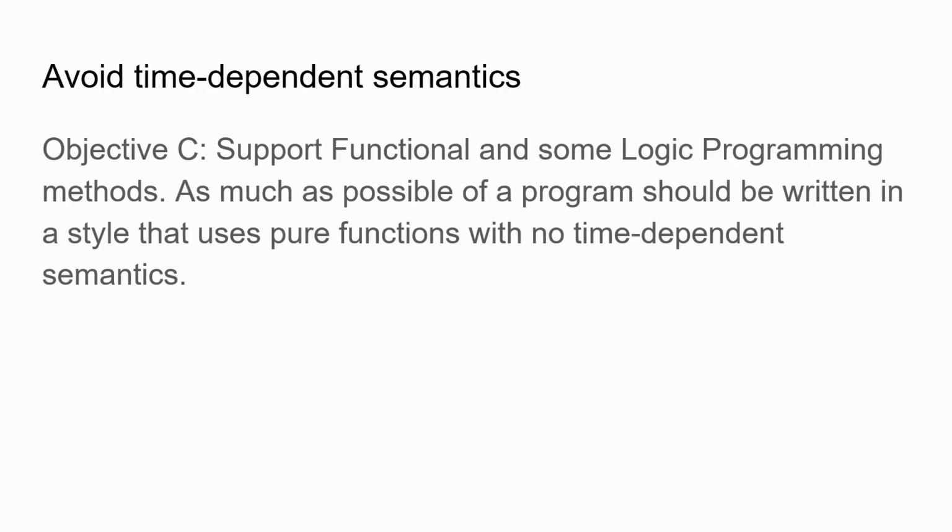So what I didn't know at the time was that having identifiers with a constant meaning was an essential step to supporting functional programming, which I didn't at that stage know about. And that's certainly one of the things which I think is important. It's important that we support functional programming style, also some of logic programming, perhaps not backtracking, but as much as possible of a program should be written in a style that uses pure functions with no time-dependent semantics, so that the same input always leads to the same output.